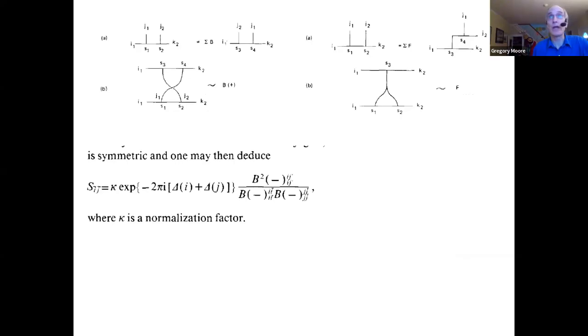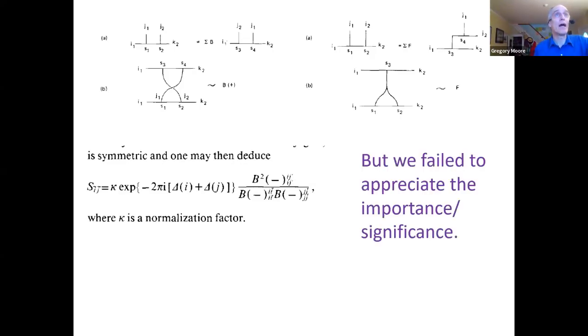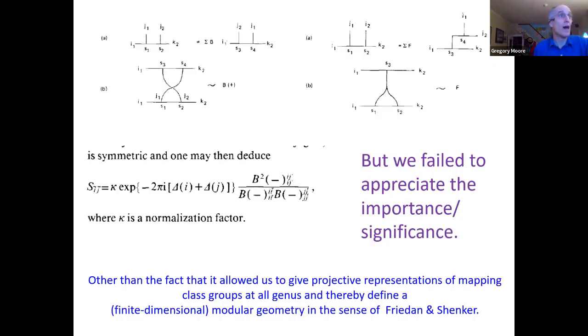And in order to prove the higher genus relations, we needed a formula for the S matrix in terms of the braiding matrix and the conformal weights. Now, I have to say we failed to appreciate the importance and significance of this formula, other than the fact that it allowed us to give projective representations of mapping class groups at all genus, thereby defining a finite dimensional modular geometry in the sense of Friedan and Shenker.